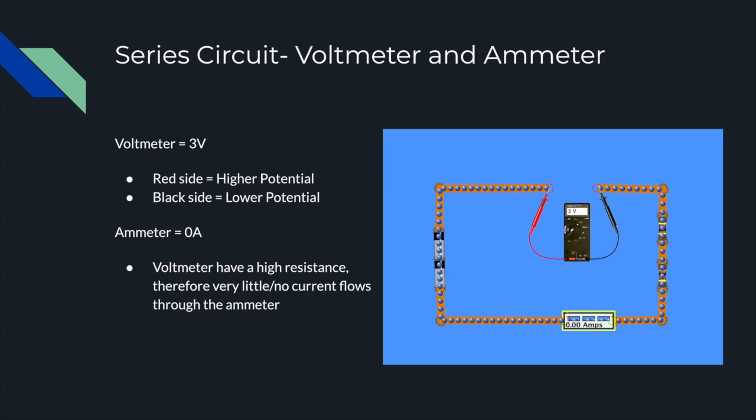Next, I put a voltmeter in series with the circuit, and its measured value was 3 volts, which is equal to the equivalent or total voltage in the loop. The ammeter measured a current of 0 amps because the voltmeter has a very high resistance, which prevents nearly any current from flowing through it.